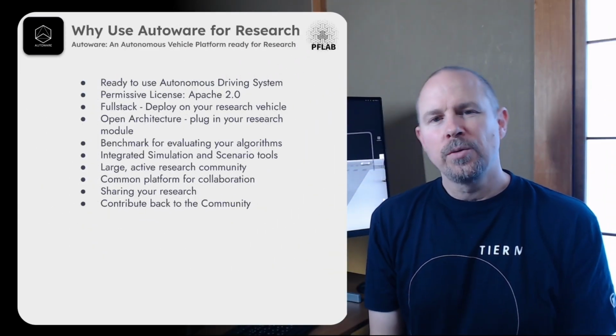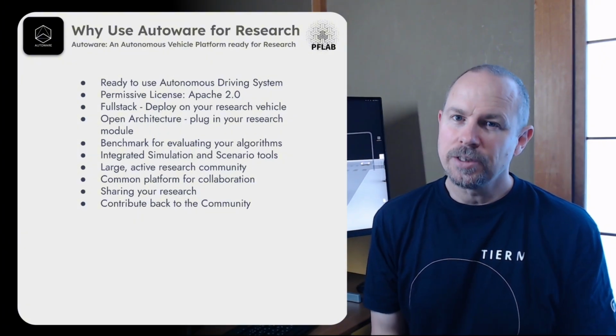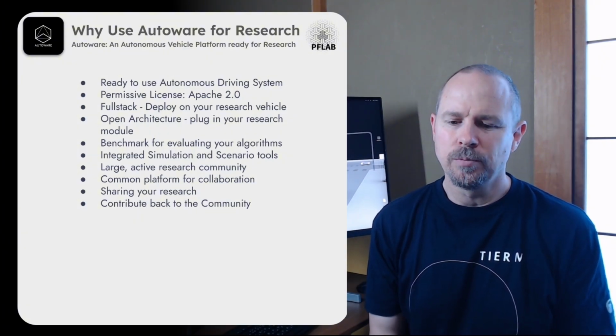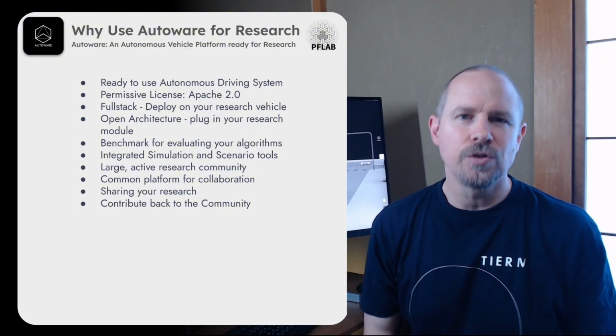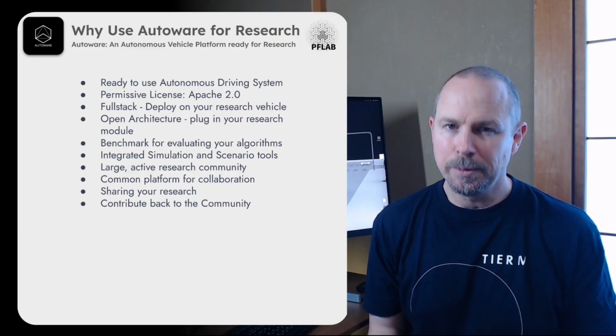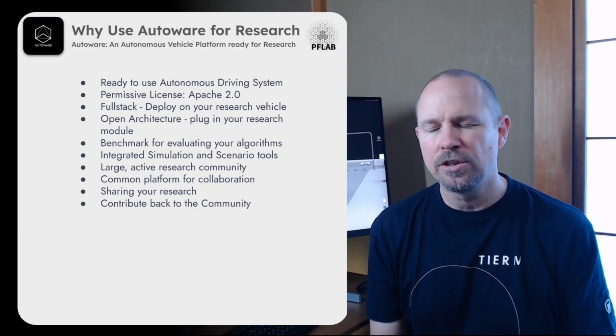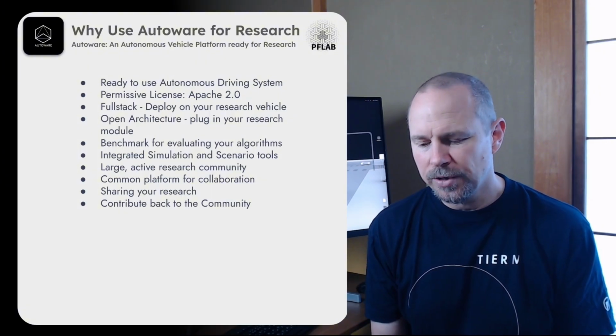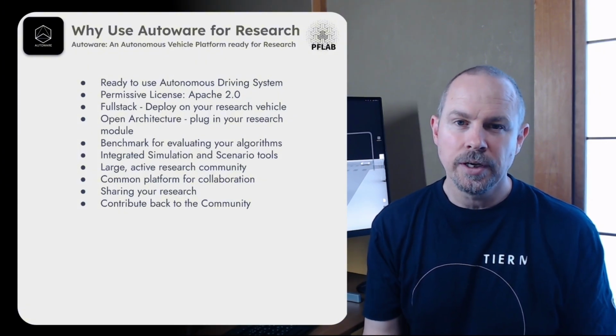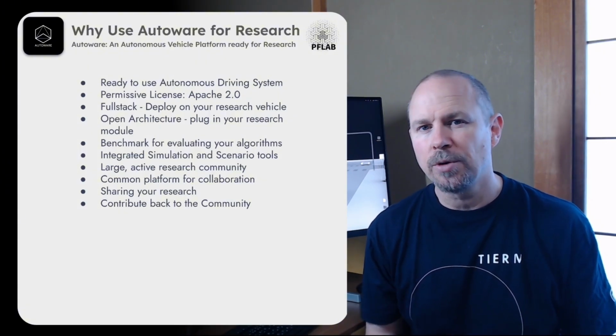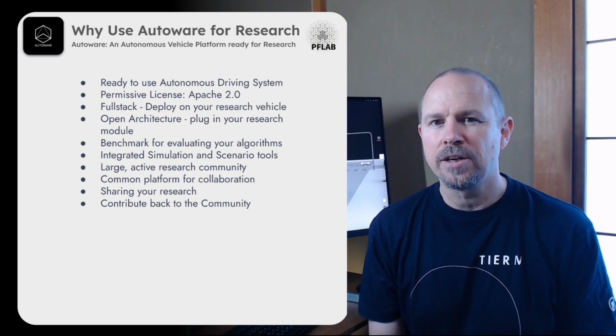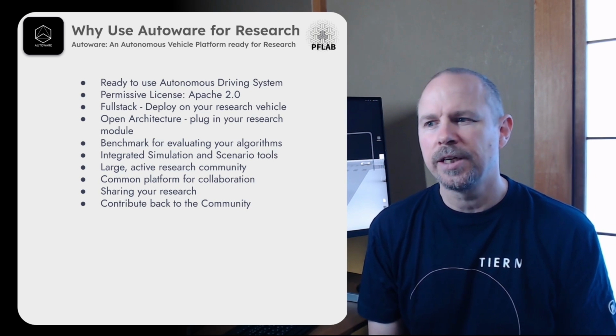So why use Autoware for research? Well, Autoware is a ready-to-use autonomous driving system. You just download it and run it on your local machine. It has a permissive license of using Apache 2.0. You can use it, and you can use it to develop your own applications and even commercial products. It's full stack. You can deploy directly onto your research vehicle.